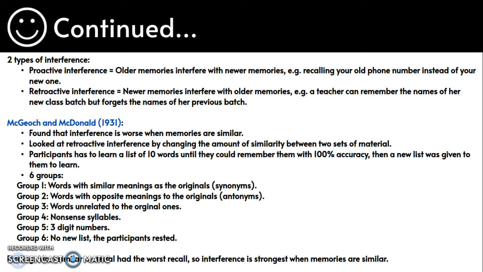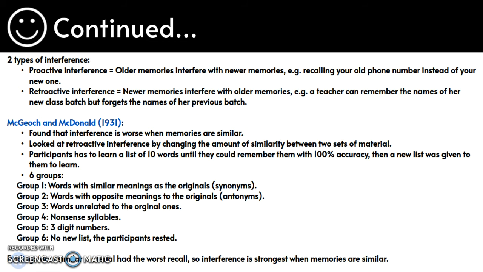McGeoch and McDonald in 1931 found that interference worked when memories are similar. They looked at retroactive interference by changing the amount of similarity between two sets of material. Participants had to learn a list of 10 words until they could remember them with 100% accuracy, and then they were given a new list to learn. So there were 6 groups.